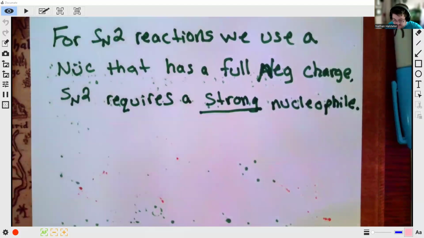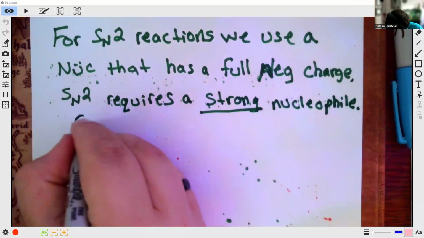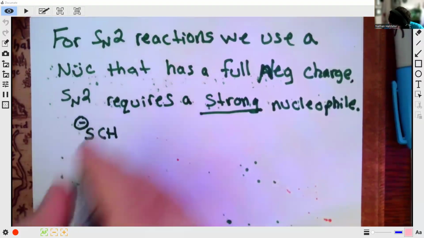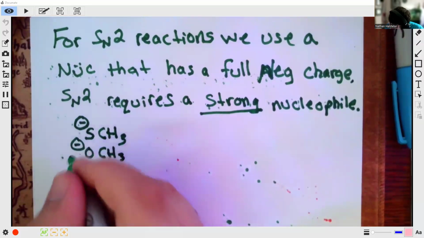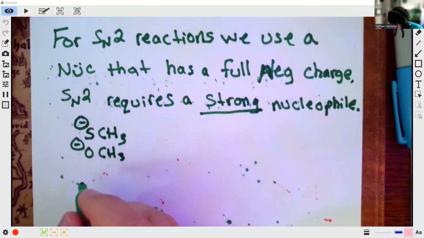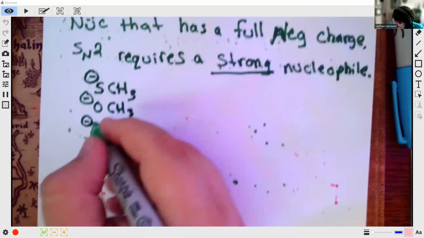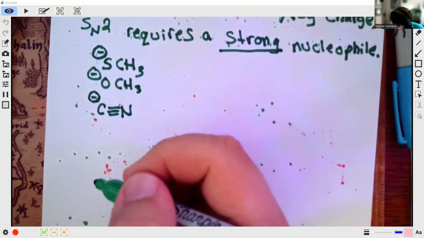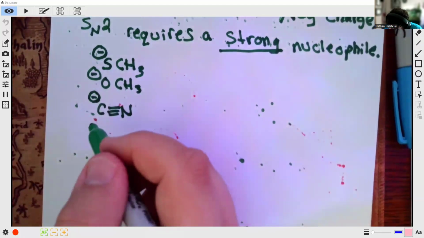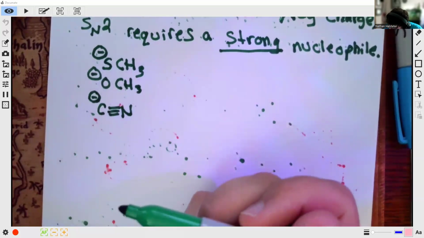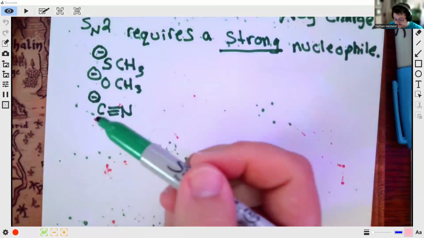So some examples of stronger nucleophiles could be things like sulfur with a negative charge. We've seen that one. Oxygens with a negative charge. You could have a carbon with a negative charge. There are other ones, but we'll stick with those for now. These are some good ones to start with. But you're typically looking for a full negative charge.